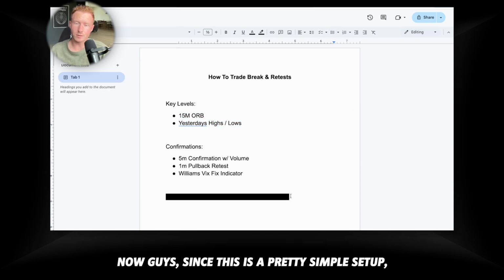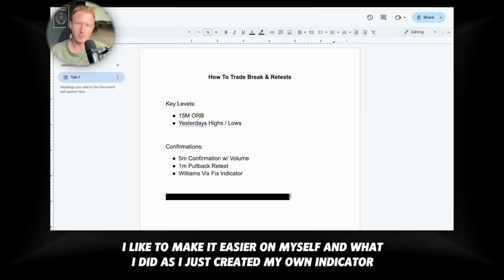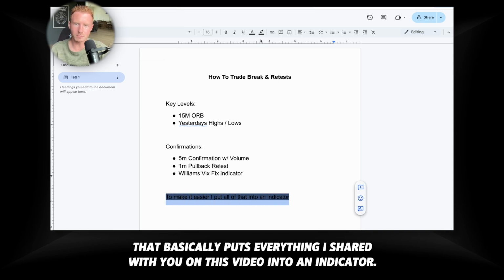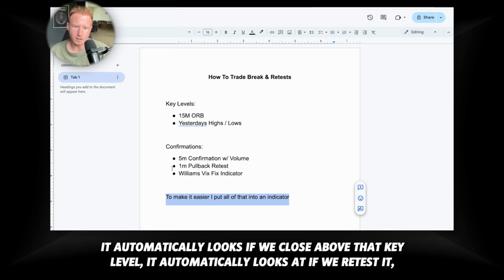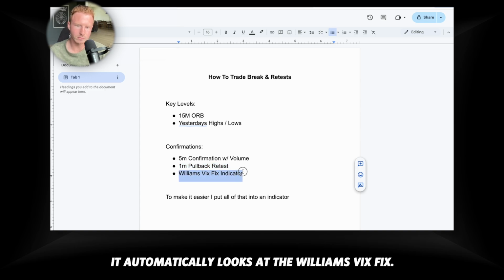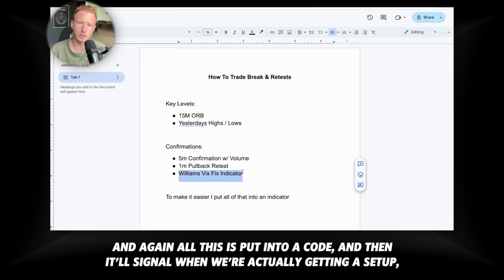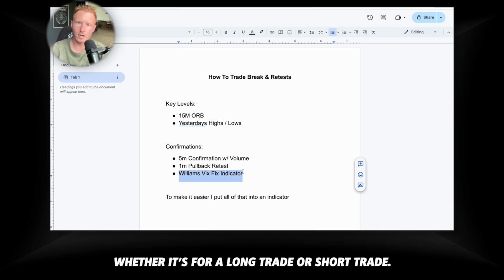Now guys, since this is a pretty simple setup, I'd like to make it easier on myself, and what I did is I just created my own indicator that basically puts everything I shared with you on this video into an indicator. So we basically wrote a code that marks out the 15-minute opening range, the highs and lows automatically. It automatically looks if we close above that key level. It automatically looks at if we retest it. It automatically looks at the Williams Fix. And again, all this is put into a code, and then it'll signal when we're actually getting a setup, whether it's for a long trade or short trade.